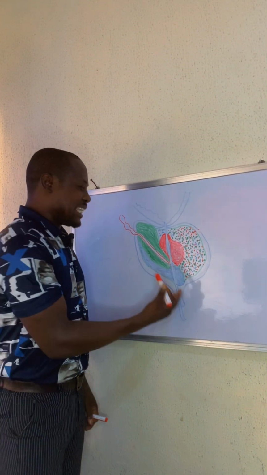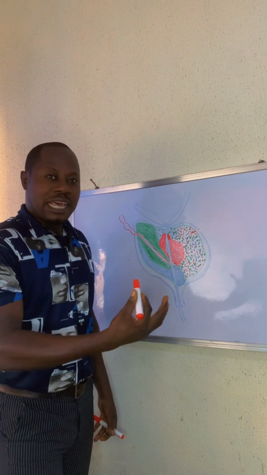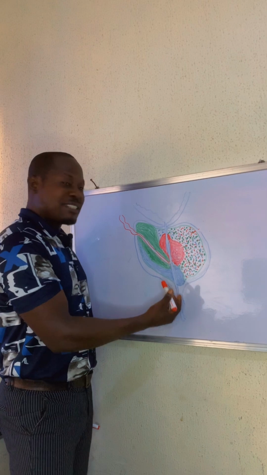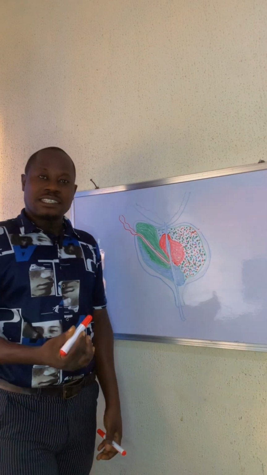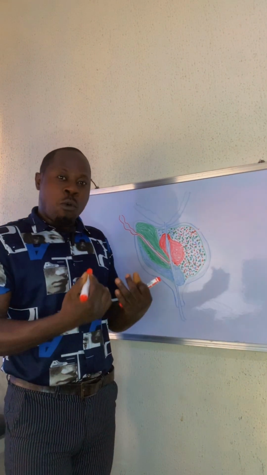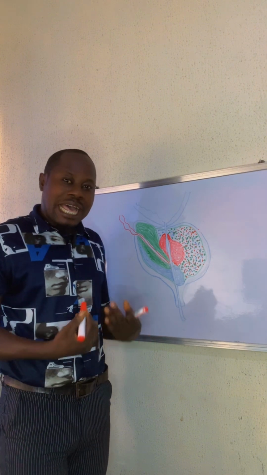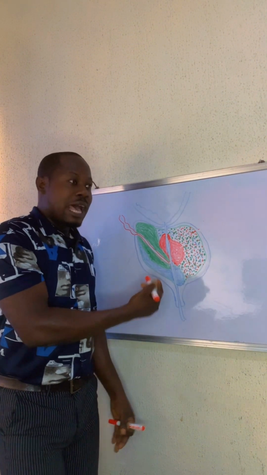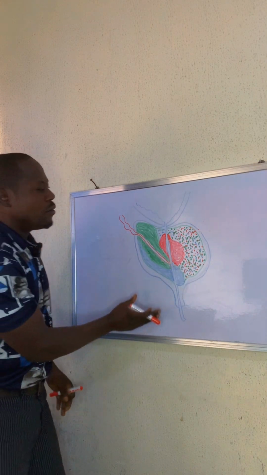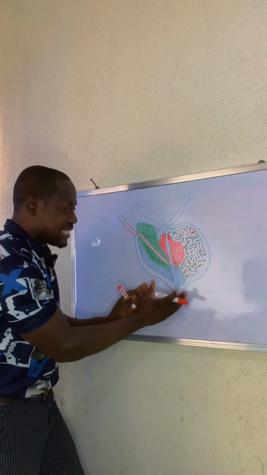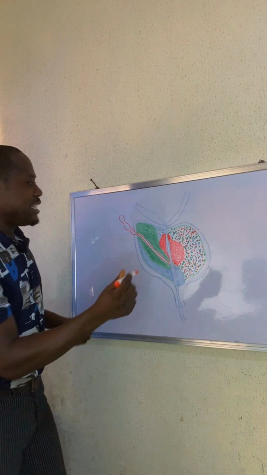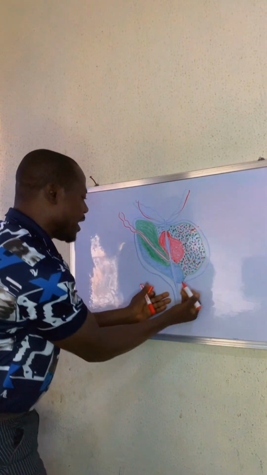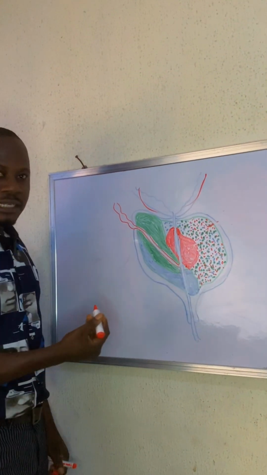What is the prostate gland? The prostate gland is a part of the vital male reproductive system. It is situated beneath the urinary bladder and in front of the rectum. As you are looking at it, for example, this is the bladder and the whole of this area here is the prostate gland.